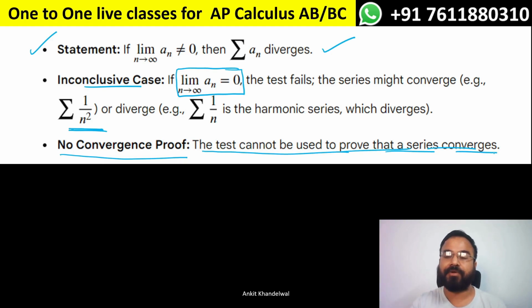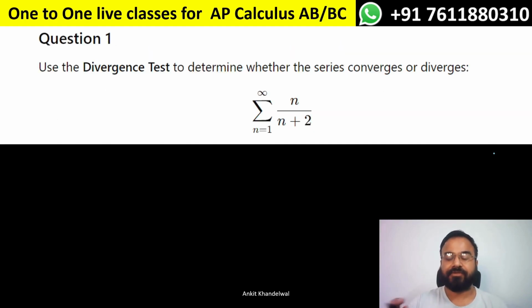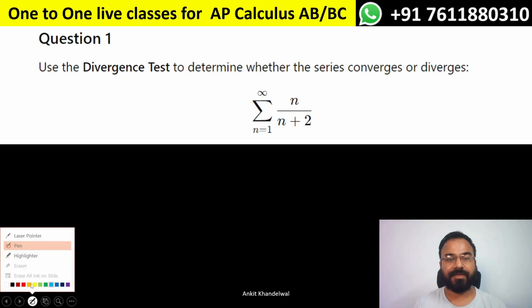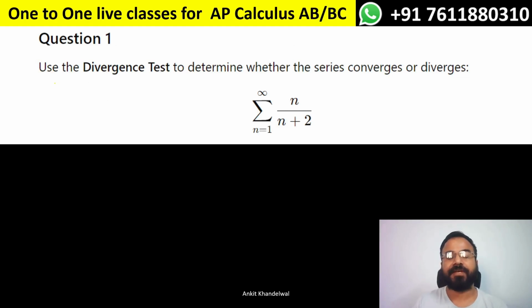We cannot comment upon this whether it will be converging or not. It is only used to prove the divergence. So let us take some different examples. The first thing, it is written, use the divergence test to determine whether the series converges or diverges. So this is the term given to us. So we will simply find the limit n tends to infinity of whatever this term is.